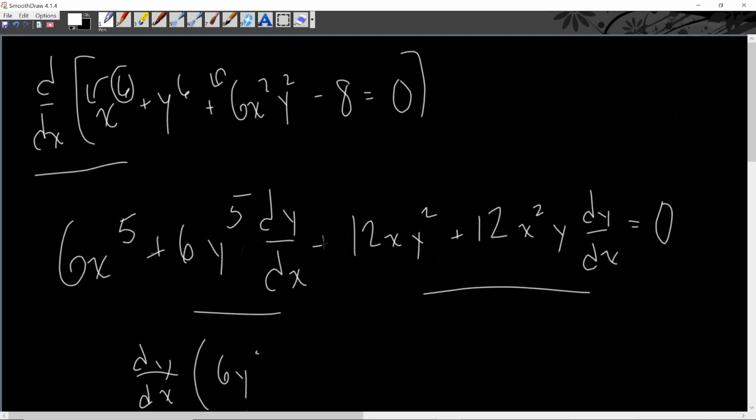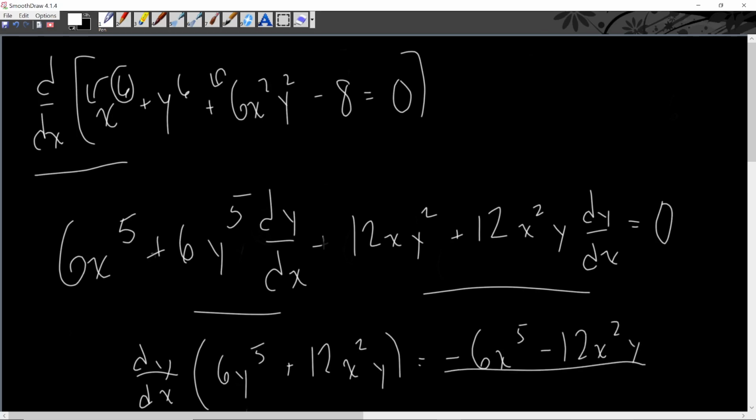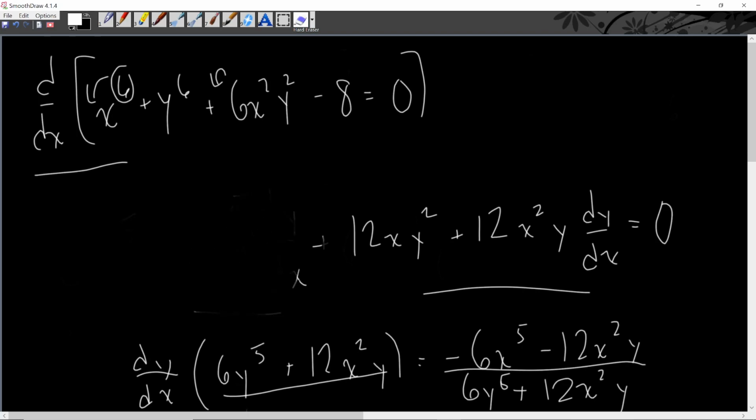of 6y to the power of 5 plus 12x squared y, and that's going to be equal to negative 6x to the power of 5 minus 12x squared y. And now this is all going to be divided. So we're going to divide both by 6y to the power of 5 plus 12x squared y. And now we simply plug in 1, 1 into that point.